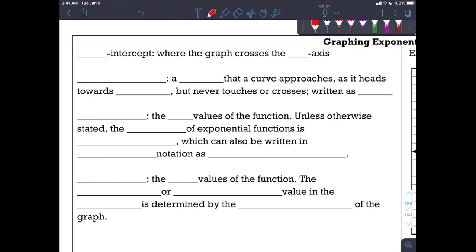First thing, a y-intercept is where the graph crosses the y-axis. Another term that we need to be familiar with is asymptote. And yes, I know that's a very interesting word. This usually refers to a line that a curve approaches as it heads towards infinity, but never touches or crosses. It's written as y equals a number.